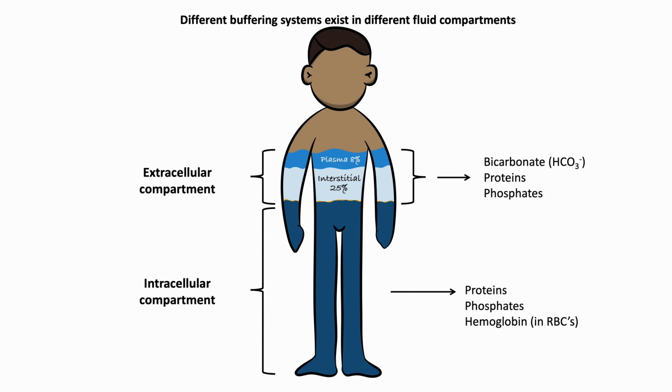So how does the body regulate the balance of hydrogen and bicarbonate ions? Various systems exist to buffer excess hydrogen ions in different fluid compartments of the body, represented here. We are going to focus on one of the primary buffering systems, bicarbonate. This system functions in the plasma and interstitium.